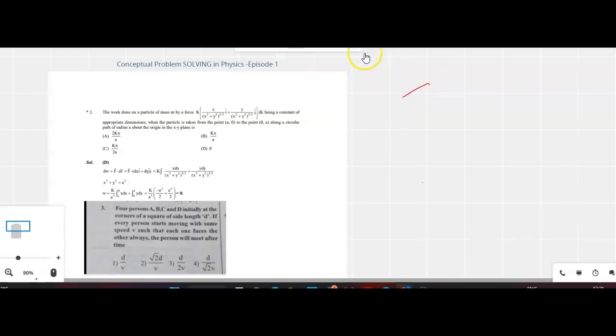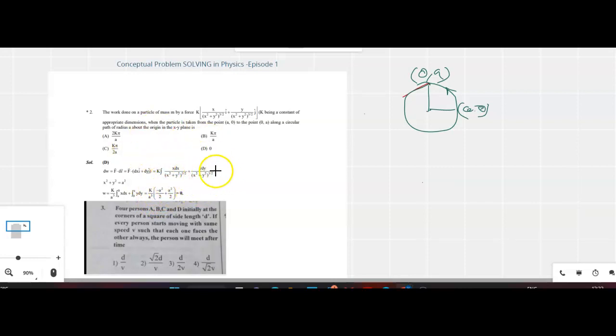Let's change the color. So here you have a circle. Now let us take this as the origin 0, 0, and this is A0, and this is 0A. Now the particle has to be taken along this path. We have to find the work done by the force acting on the particle as it moves from A0 to 0A. So here we can see the solution given in this example, which I picked up from a website.